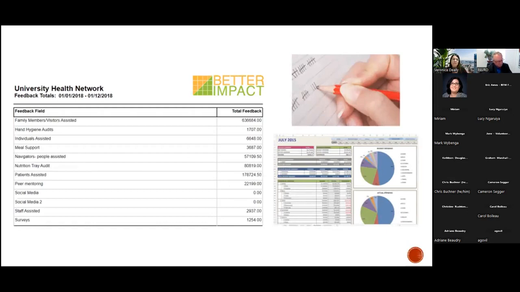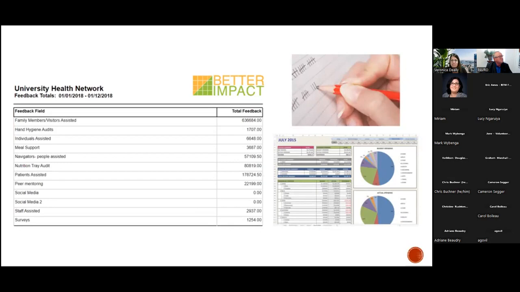As you can see there, we focus on a few areas like family members and visitors assisted, hand hygiene audits, navigators, etc. And that's the stuff that we're going to want to report on, because that's the stuff that we feel is most important for our senior leaders to understand. These are the amount of people we are helping. This is the percentage of patients we are helping.